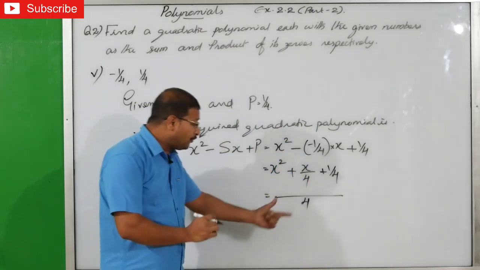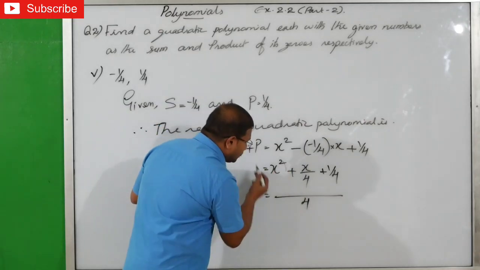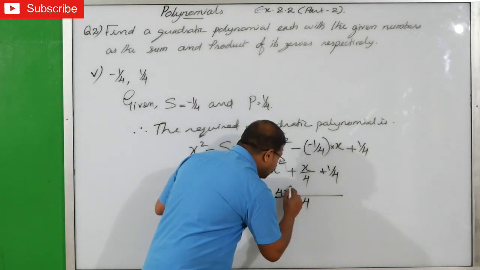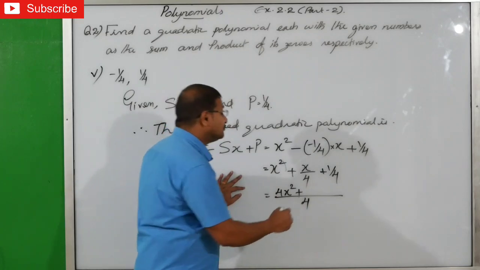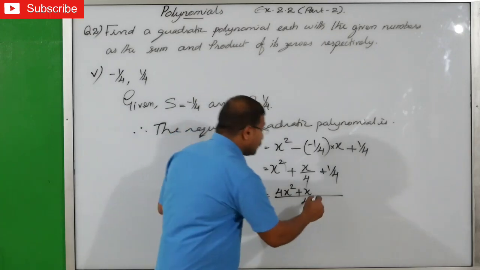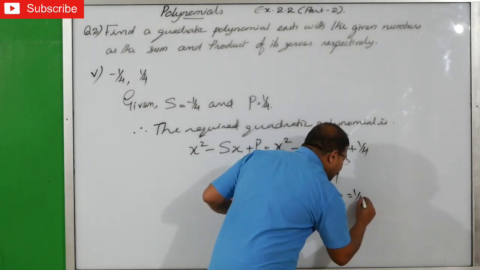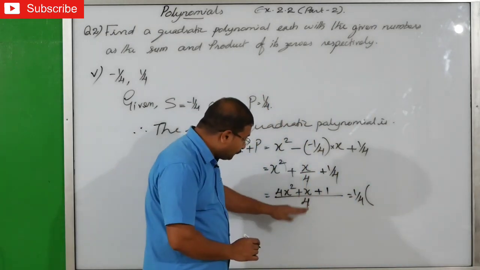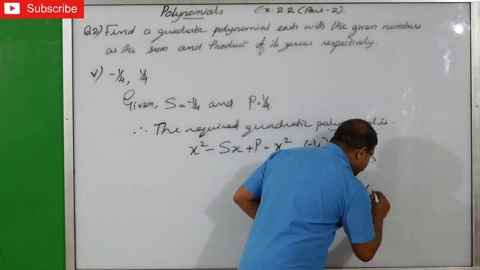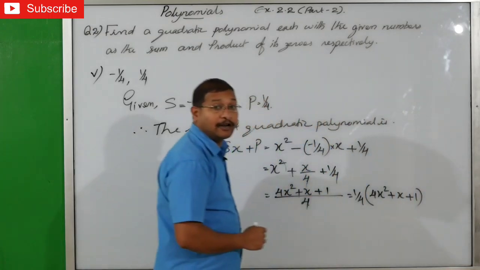What you'll do here? 4 we are taking as LCM, isn't it? After that, what you'll do? Here there is no denominator, so we have to multiply 4 to here. That means 4 into x square, 4x square plus what you'll get here? X, because here denominator and LCMs are same. Plus here also same, that is 1. This equals 1 by 4 bracket, because the 4 denominator we are keeping separate. Balance what you'll write? 4x square plus x plus 1.